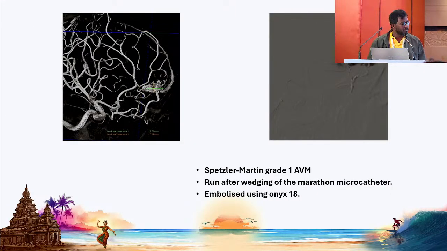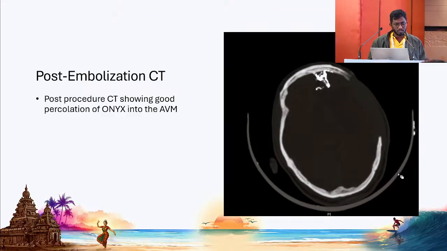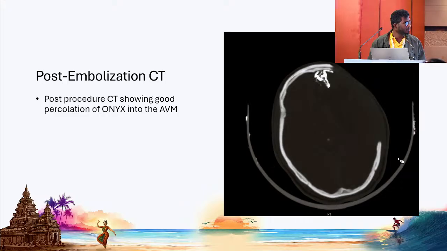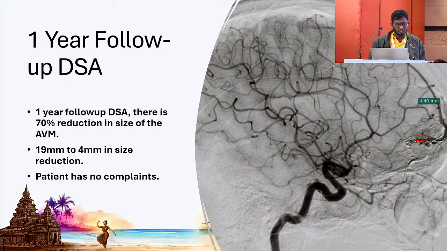After wedging with the microcatheter, we inject contrast to determine the speed of injection, and we embolized using Onyx 18. This is the post-embolization image showing percolation of the Onyx into the AVM. This is the 1 year follow-up DSA. Now the AVM has come down to a size of 4 mm, which corresponds to a 70% reduction in the size of the AVM, and the patient has no complaints.